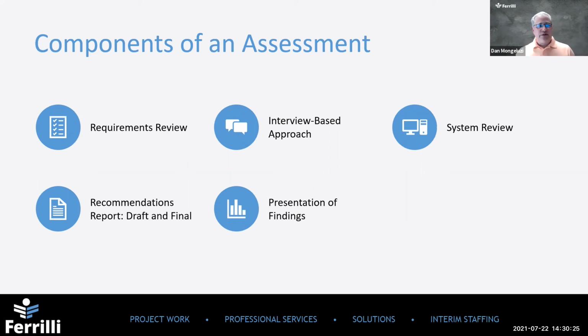The second part is to do an interview-based approach. And what we want to do is meet with each of the departments that are being assessed and get their input and start to build that morale with those folks. And this may expand beyond the users of the system. So we may want to get students involved. We might want to get alumni involved. We can go out into the community to get a full understanding of how the systems are impacting the organization or the view of the organization.